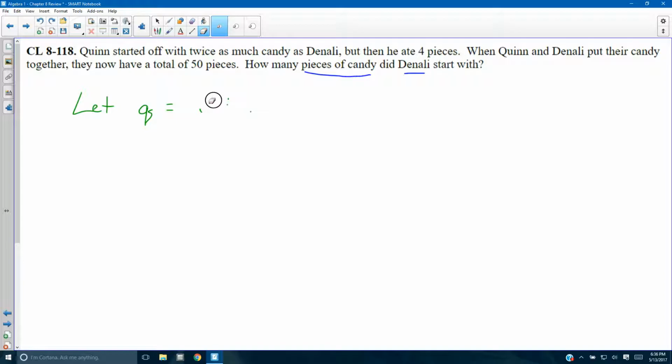Let's define it very specifically. Let Q equal the number of pieces of candy Quinn started out off with. Now that way, if we get Q equals 5, which I don't know, I haven't done this before, I don't know the answer.